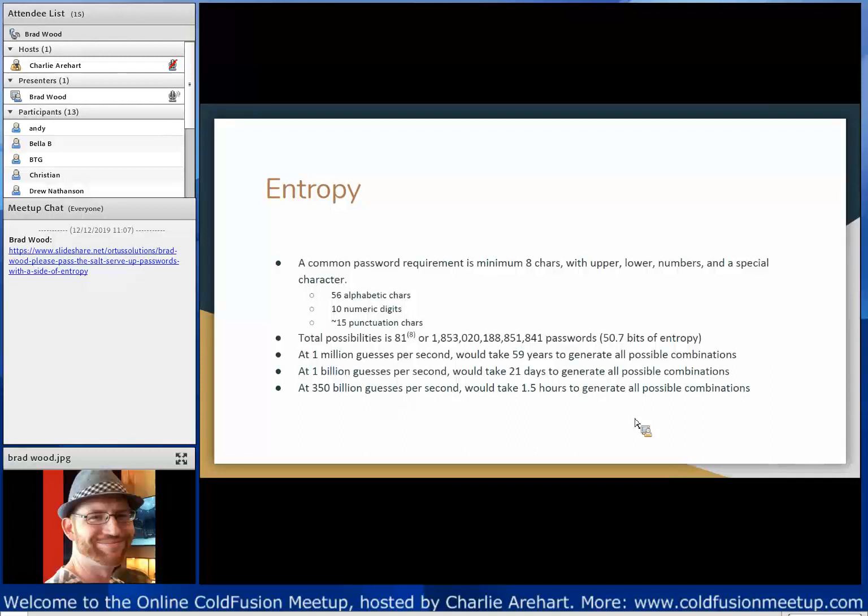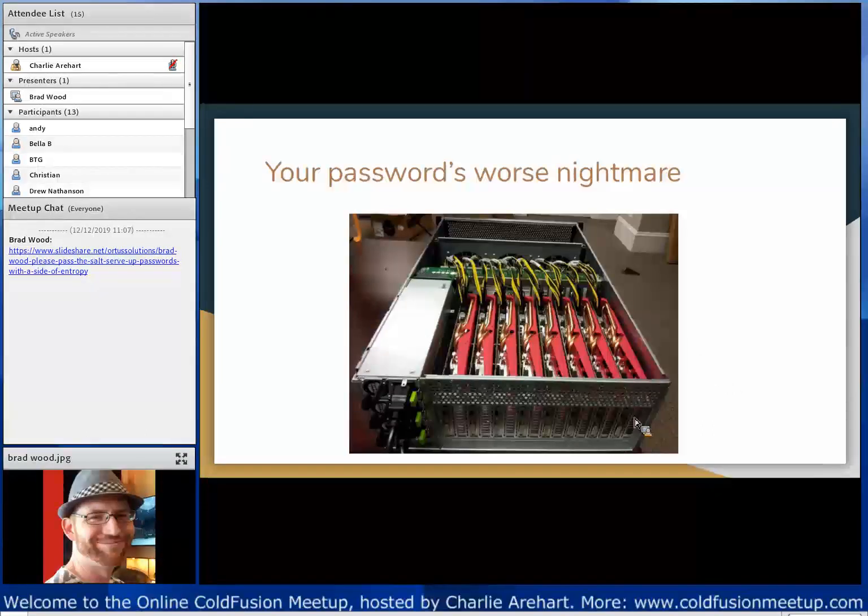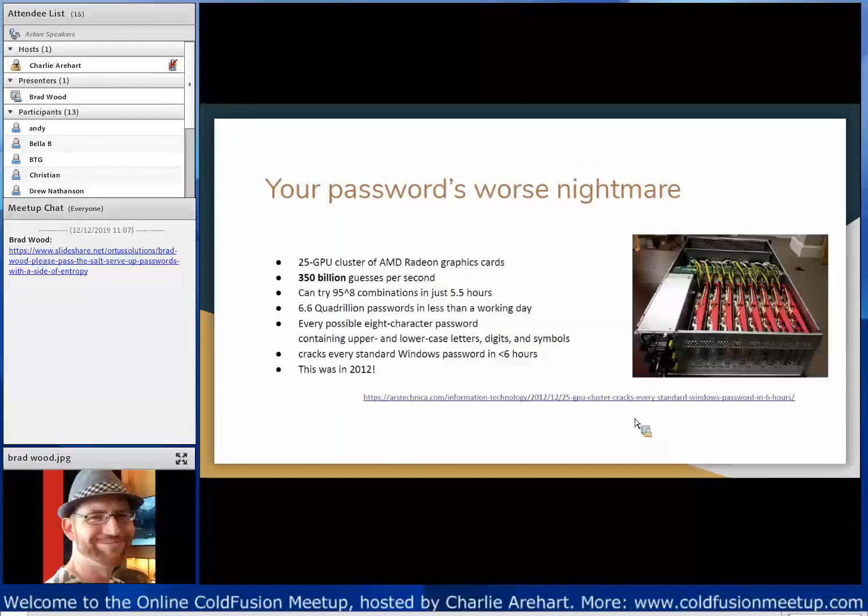You could hack that in 1.5 hours, right? But that would never happen, right? I mean, that's sort of crazy talk. Wrong. This guy here is your password's worst nightmare. This is actually not even that recent. This is a 25 GPU cluster of AMD Radeon graphics cards.